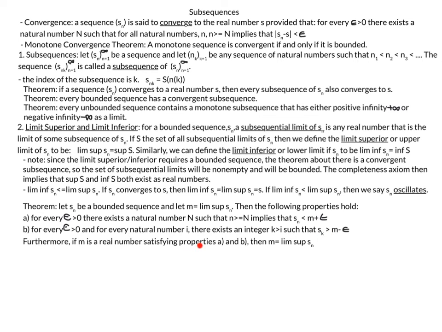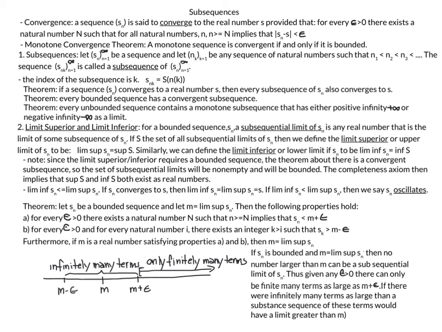Furthermore, if M is a real number satisfying properties A and B, then M is equal to lim sup Sn. The picture I have for this theorem is down here. So I have M, that's our lim sup. Remember, the lim sup is the supremum of all the limits of subsequences of Sn.